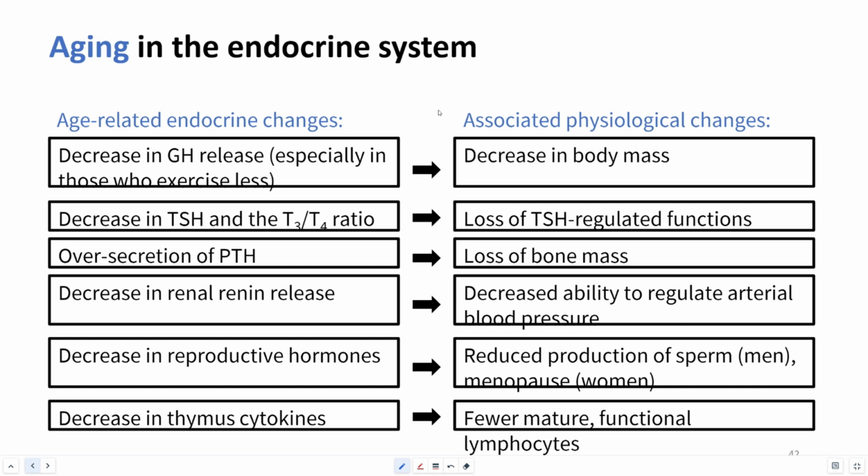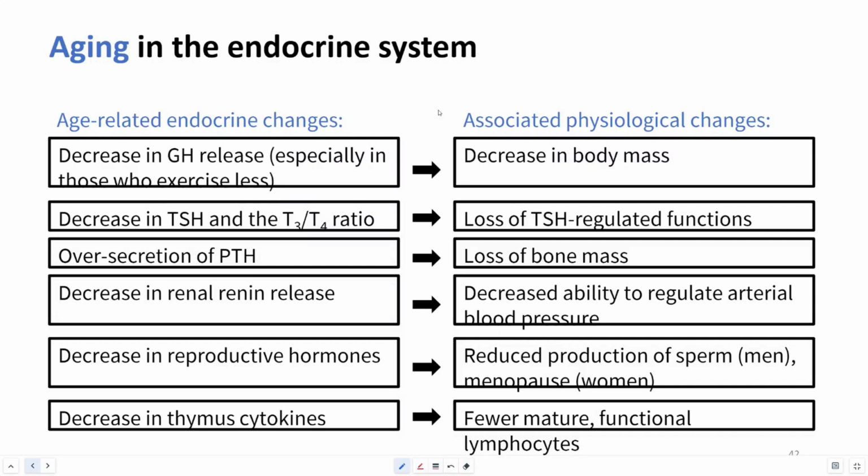As we age, there are also endocrine changes that occur. There's a decrease in GH release, especially in those who exercise less. As a result, there's going to be a decrease in body mass. There's also a decrease in TSH and also the T3 to T4 ratio, therefore causing a loss of TSH regulated functions.